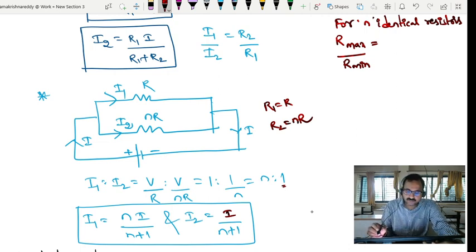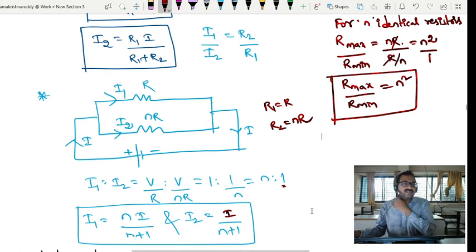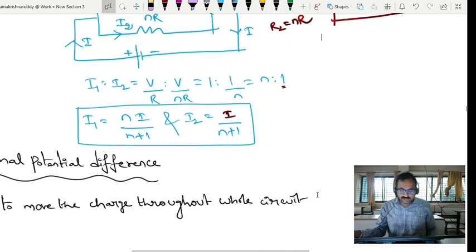Series combination means what we are writing there? NR divided by R by N in the parallel combination. So series, because maximum we are getting, and here parallel it is minimum. So what we are getting? R and R cancel, N square divided by 1. Therefore R max by R minimum is equal to N square. So this model also they will ask. This is a deleted syllabus for KSET, only for NEET part.